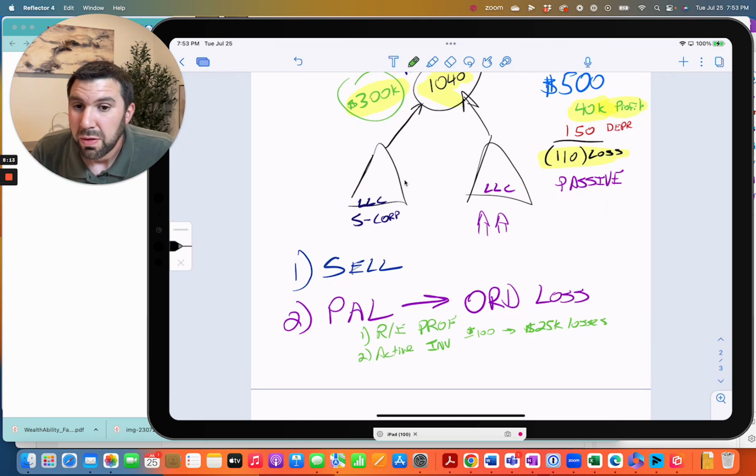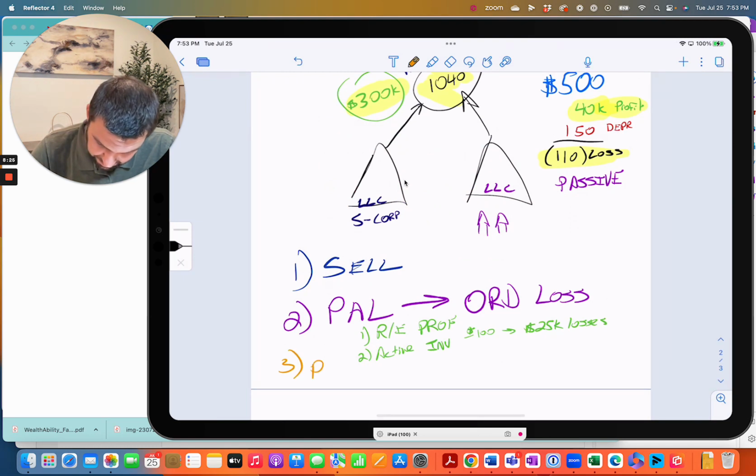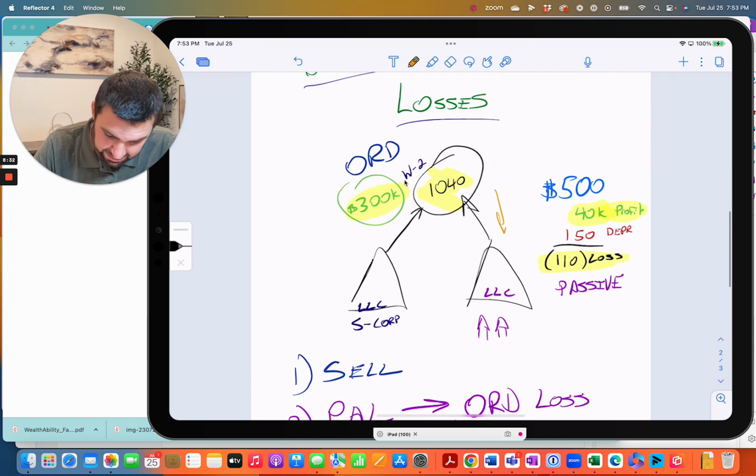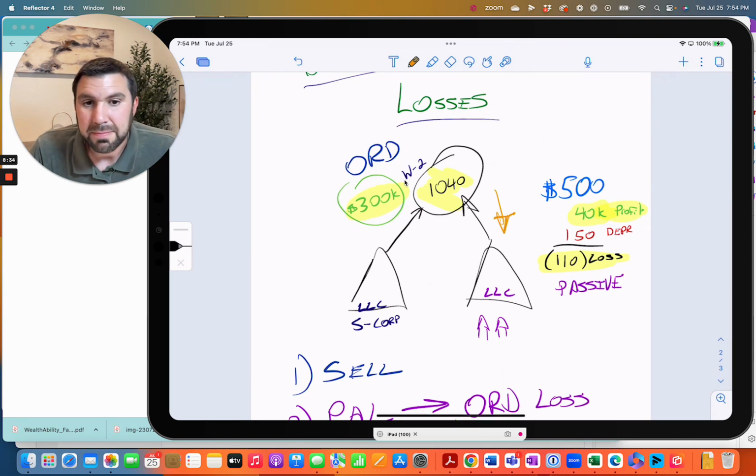So the next way that we can get at this loss is by basically creating passive income. We need to add more income on this side of the equation so that we can have the income with which to offset the losses. This is a little bit more challenging sometimes, especially if it's all in one year and you've got the house. How do you all of a sudden create a bunch of income there?